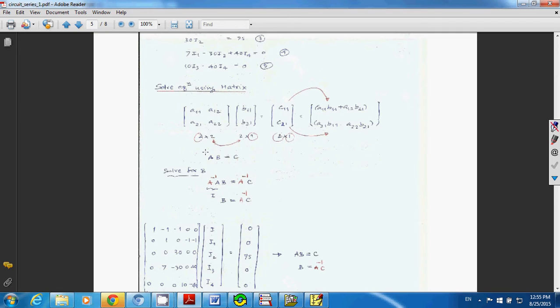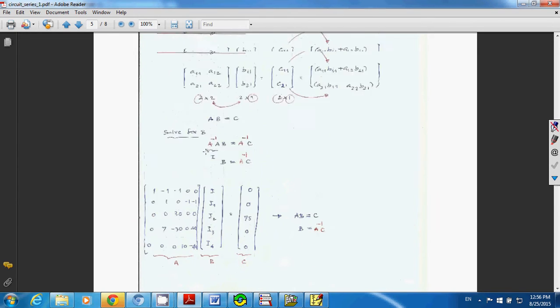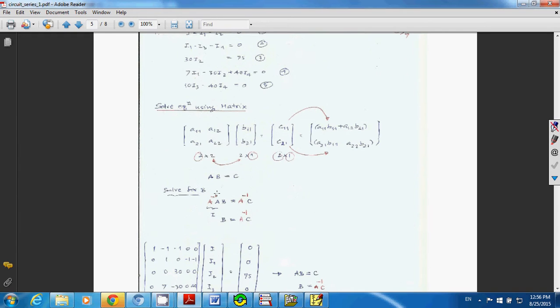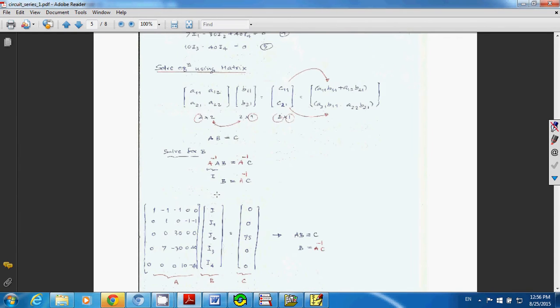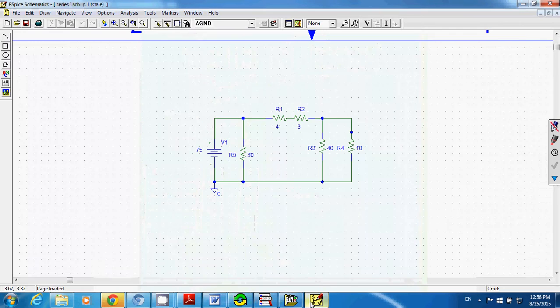So this is one of the techniques to help you solve more complicated circuits, and many people ignore this kind of technique to solve for unknowns, which can be applied to something else as well. Okay, let's get started with the basic circuit here.